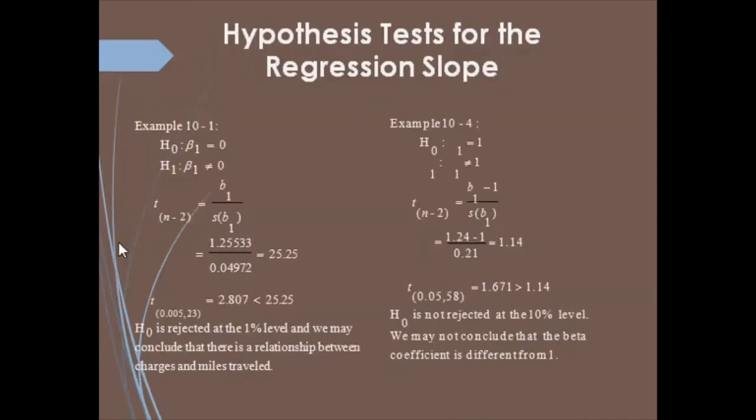Next is the hypothesis test for the regression slope. This is the example calculation. So here is the conclusion. We rejected H0 at the 1% level and we may conclude that there is a relationship between charge and mass travel, from the example 10.1, and this is for the example 10.4 in the previous slide.